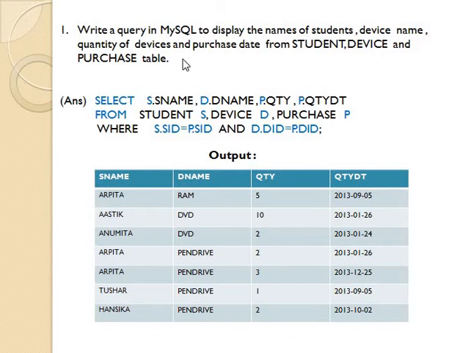Now read the question in this slide. The question says, write a query in MySQL to display the names of students, device name, quantity of devices and purchase date from the table student, device and purchase respectively. Now for this question, the query will be select s.sname, d.dname, p.qty, p.qtydt from student S, device D, purchase P.